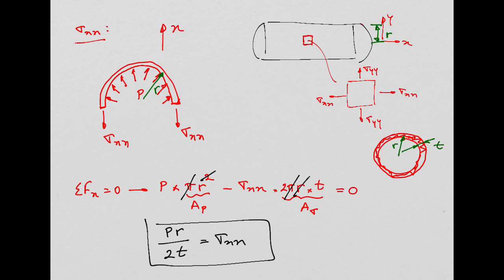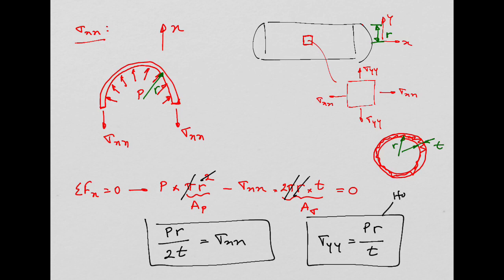Sigma y you can do at home. I will give you the final result, which is pressure times the radius over t. This is homework. I cannot afford to spend more time on this. Sorry, we need to move on.